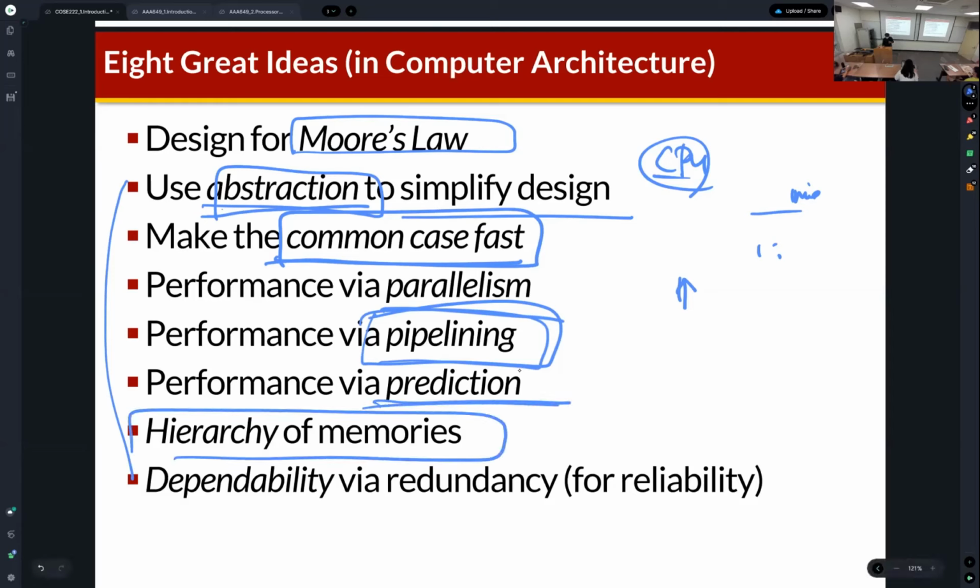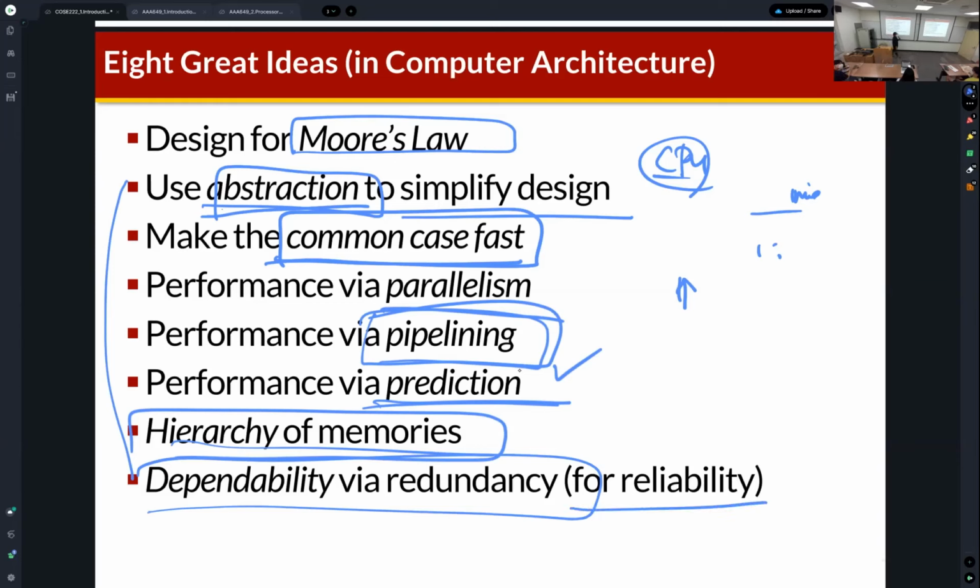Then the memory hierarchy. Actually, prediction is an advanced architectural idea, so you will learn about prediction in the advanced computer architecture course. But prediction is also very important. Memory hierarchy is the backbone of the computer system, so we will learn about the memory hierarchy in chapter 5. And the last idea is dependability, which is related to reliability. It's also an advanced concept. But just remember these are the 8 great ideas in computer architecture.